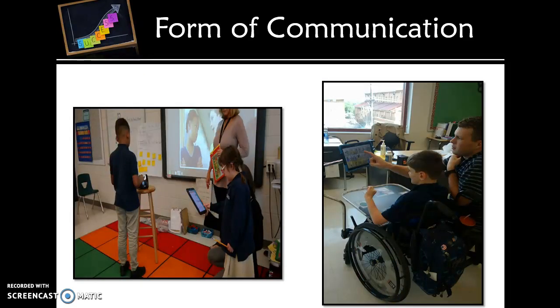Essential support number 3 is form of communication. All students need to have a form of communication. They should have their own voice, like peers and adults around them. By having a form of communication, they can participate in lessons and they can request their wants and needs.